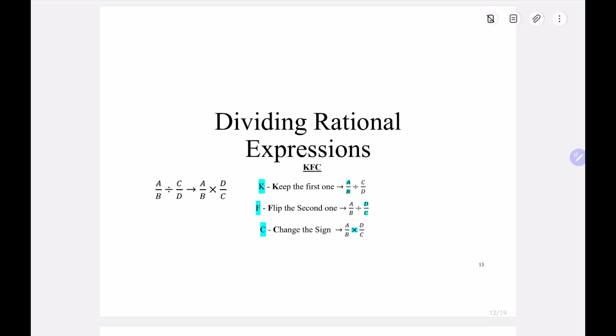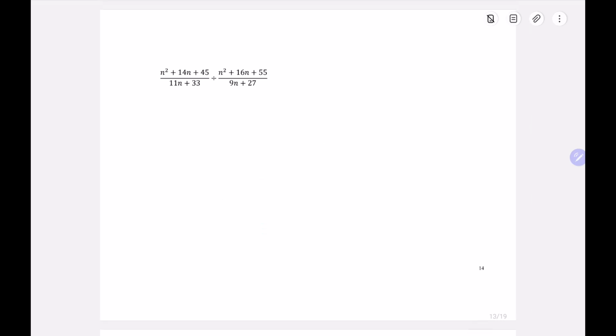So next we're going to look at dividing rational expressions. The easiest way that I suggest to people is to look at KFC. I understand it's not Kentucky Fried Chicken, but it's keep, flip, and change. So we're going to keep the first one, flip the second, and change our sign. We're given n squared plus 14n plus 45 all over 11n plus 33 being divided by n squared plus 16n plus 55 all over 9n plus 27.